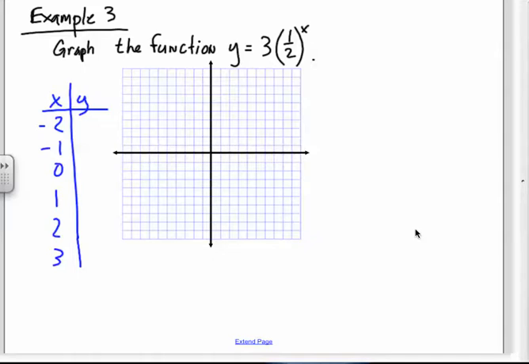Okay, so let me see. I need to graph this. I want a table of values. All right, so I'm going to do y equals 3 times (1/2) to the negative 2.